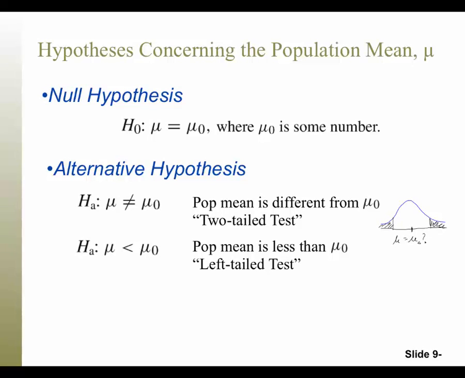The next possible alternative is that the population mean is less than that. So this is a left-tailed test. We're only testing for the actual, so here we're saying, is the population mean equal to this value? Well, the left-tailed test is testing, the alternative would be, no, it's significantly lower. It's significantly lower than the mean that we're starting with.